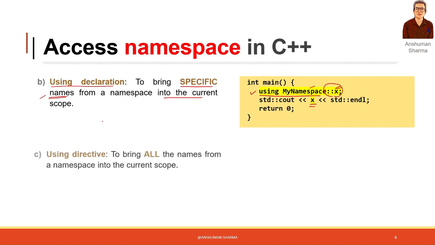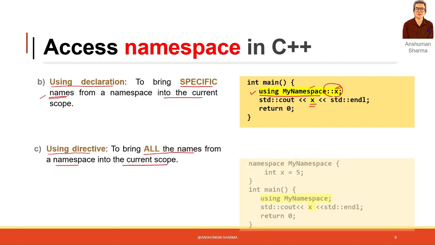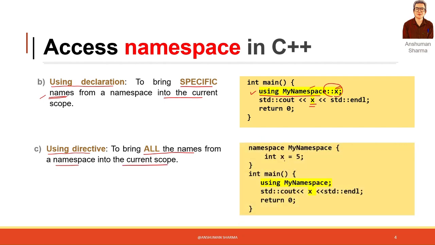Then you can use a using directive, as we have done with using namespace std, to bring all the names from the given namespace into the current scope. Similarly, if we include using namespace, then all the names, that is all the variables, will be available. Though we have defined only x is equal to 5 here, we can also add many other members, and all those members will be available in the current scope when we add this statement. To bring in all of them, you have to use using namespace.